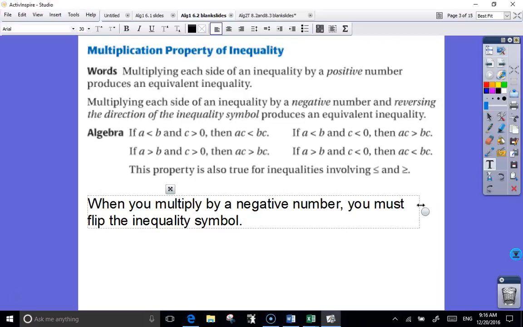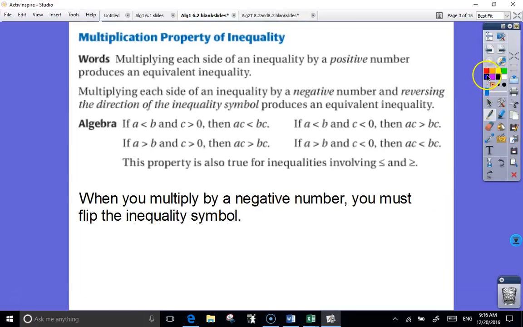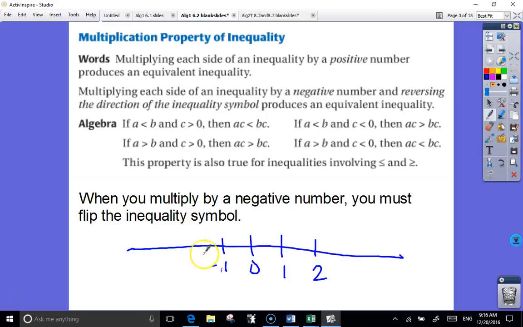Now, why would you have to flip the symbol? If you just look at a number line here, there's 0 in the middle, 1 and 2, -1 and -2. If you're to the right of 0, then 1 is less than 2. But if you're to the left of 0, -2 is less than -1. They reverse their order. So if you multiply by a negative, that's essentially throwing you to the other side of 0, where things are in reverse order. That's why you got to flip the symbol.